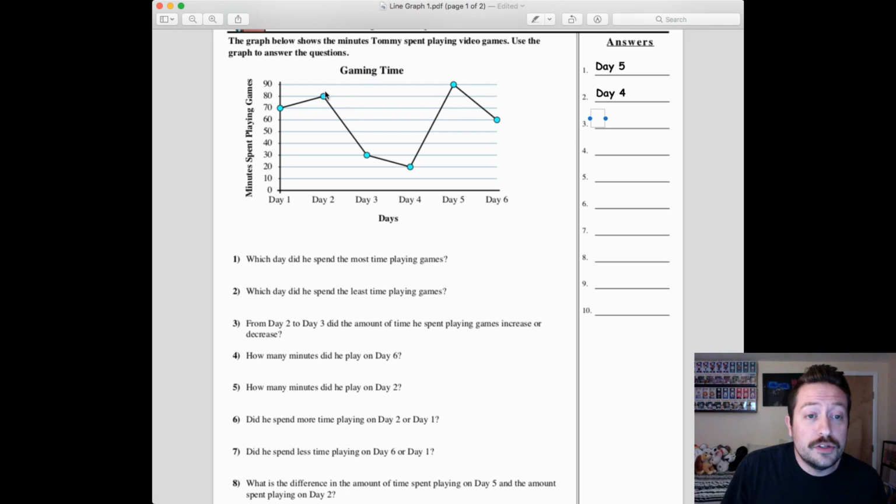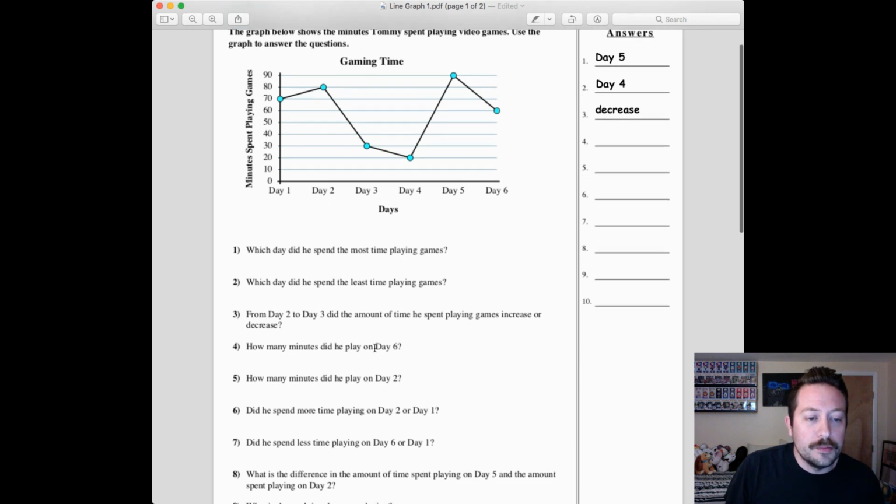So from day two, he was at 80, and then day three, he was at 30. So did the amount of minutes that he spent go up from 80, or did it go down from 80? And it ended up going down, went from 80 to 30. So we would say the answer is decrease.